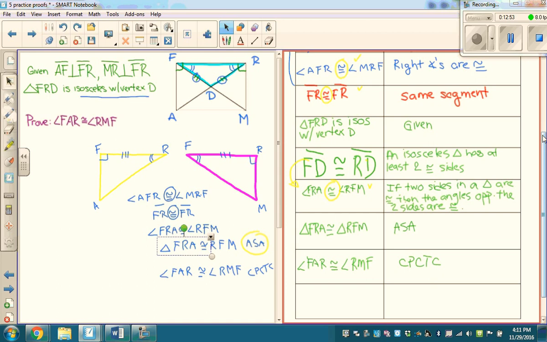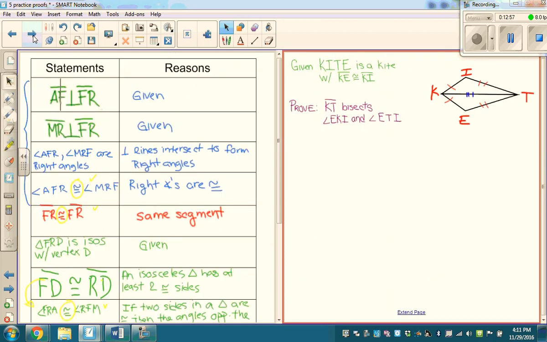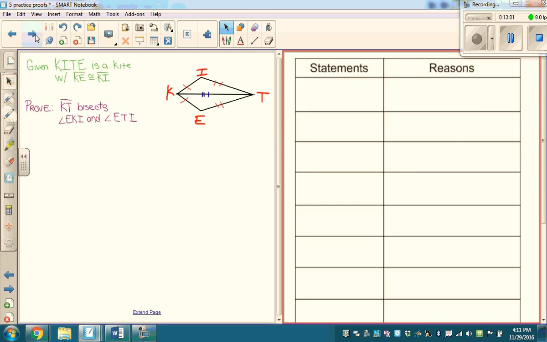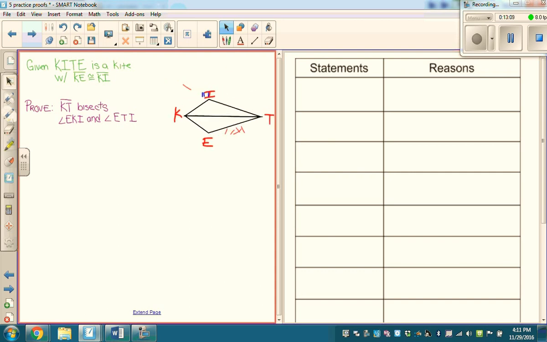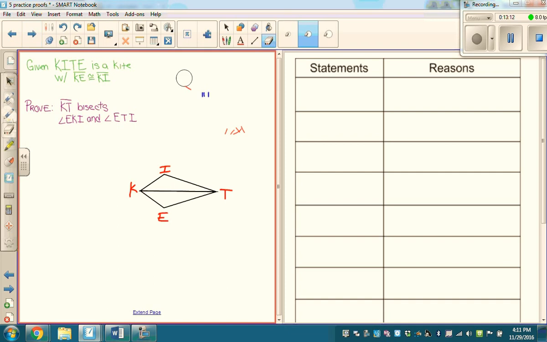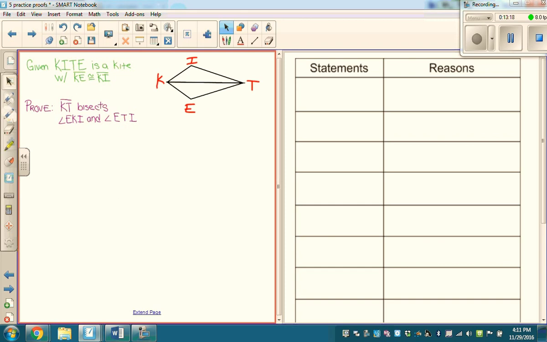I'll stop that after I do one more. So we're going to do this kite proof now. I already kind of marked this up because we were talking about it in class, but if you want to see what it looked like originally, it would be just a picture here. And then the given is that you have a kite.